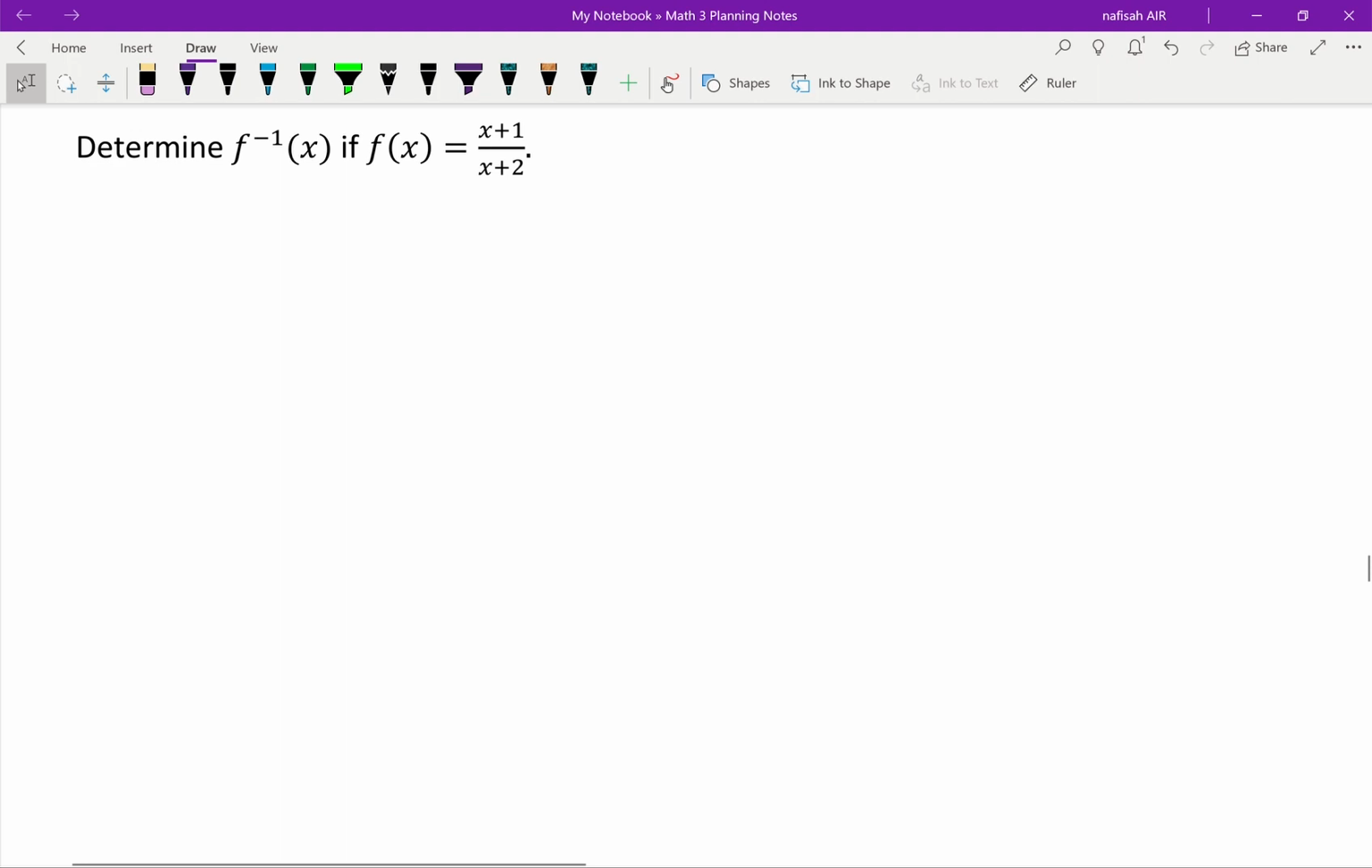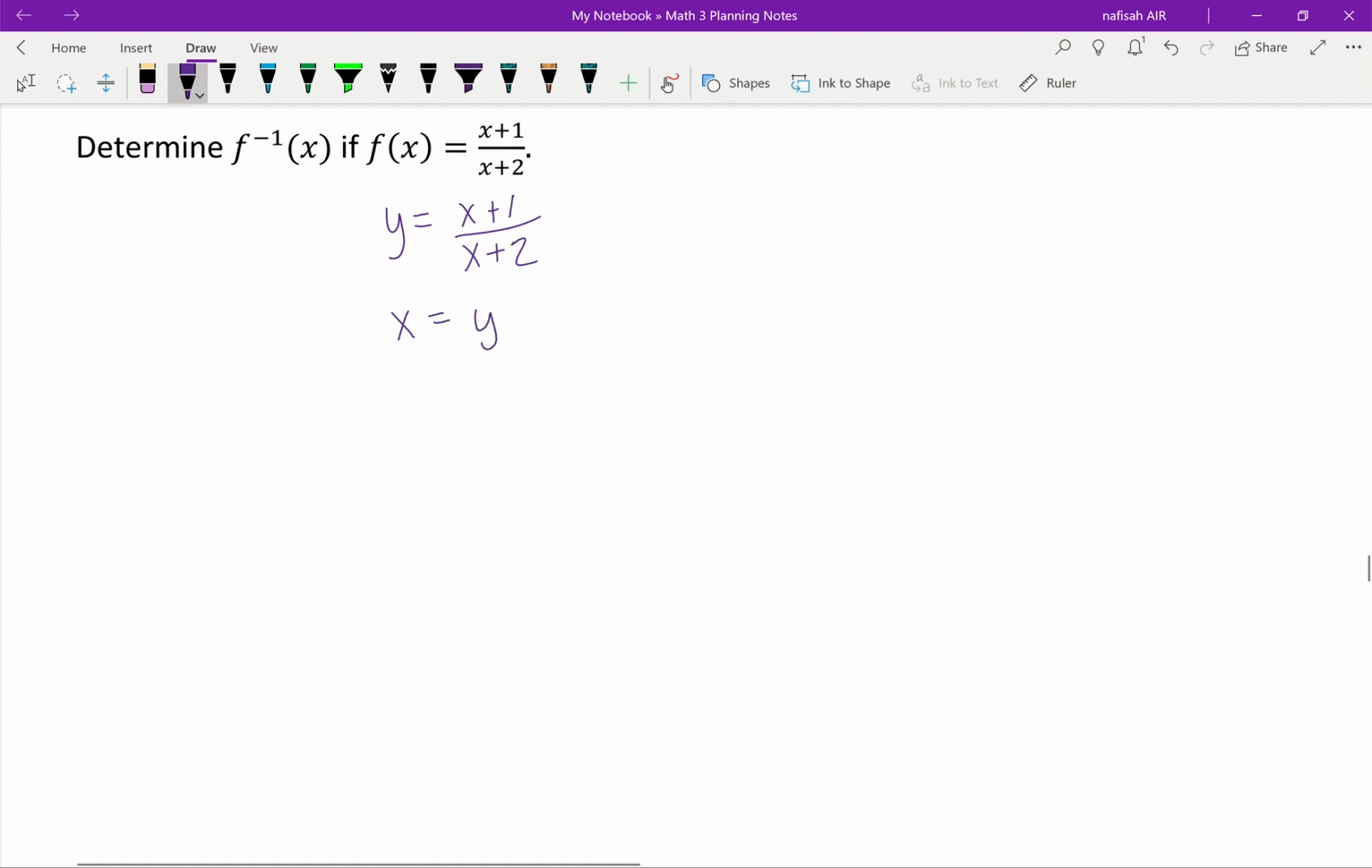Determine the inverse of f of x if f of x equals x plus 1 over x plus 2. So if I'm trying to find the inverse, I need to understand that f of x can be rewritten as y. And the first step when finding the inverse equation is to switch x and y.